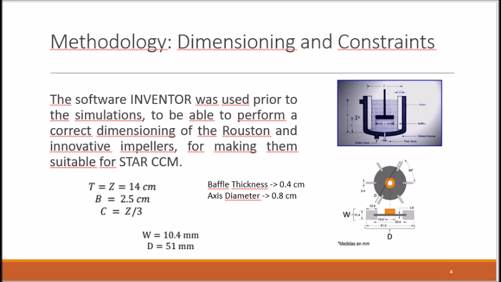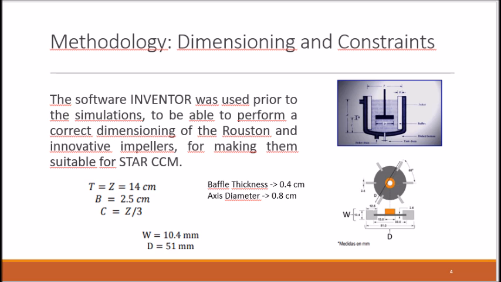The first part of our project consisted in the dimensioning of the tanks for both the Ruston and the innovative design that we made. The software Inventor was used prior to the simulations to be able to perform a correct dimensioning. Here we see the standard measurements for a Ruston. The idea was not to surpass in our design the dimensions of the Ruston. So we see that it has a height and a length of 14 centimeters. The baffle thickness is set to 0.4 centimeters. The baffle width is set to 2.5 centimeters.